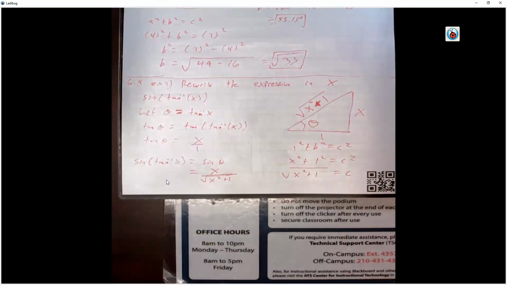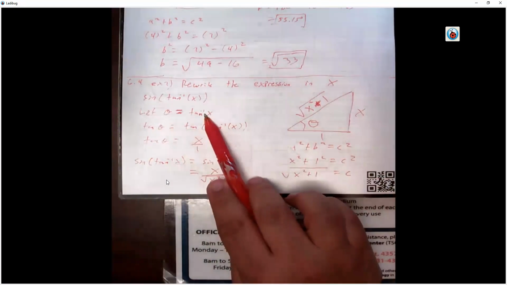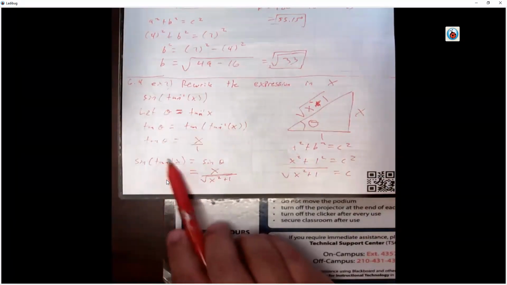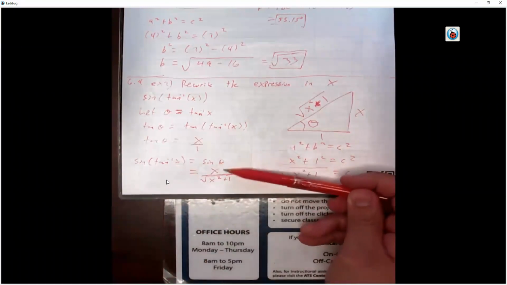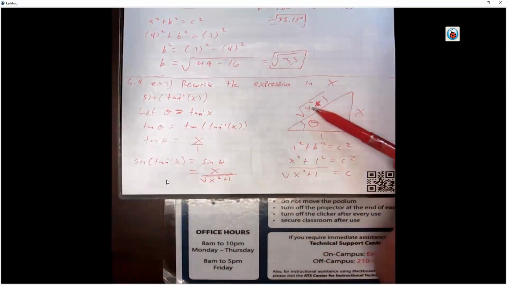Wait, how'd you do the last one? Which one? Here? So we said let theta be defined as tan inverse x, right? So basically I substituted this for theta. Definition of sine is opposite over hypotenuse. Opposite and hypotenuse.